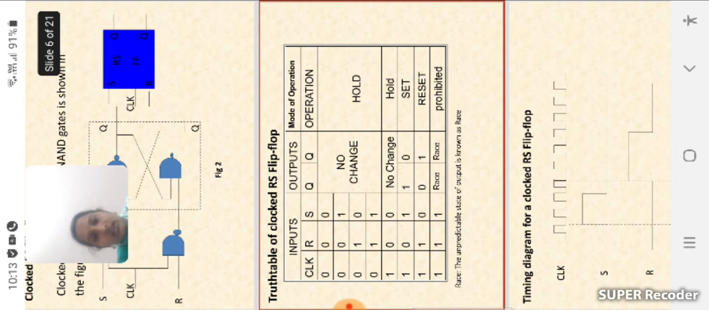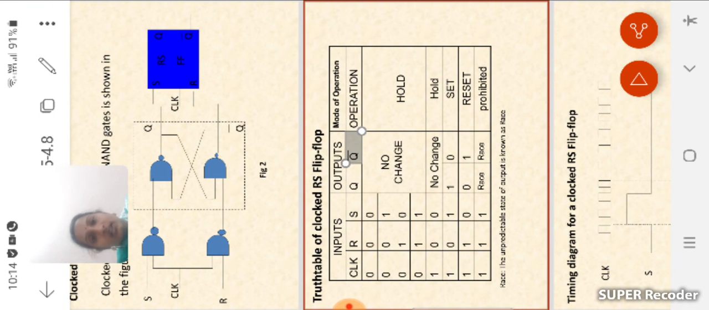See here, if the clock pulse is high and S is equal to 1, we are getting Q is equal to 1. This condition is called set condition. And if R is equal to 1 and S is equal to 0, then we are getting normal output Q is equal to 0. This condition is called reset condition. And in the last case, both are high, which means no output is produced.